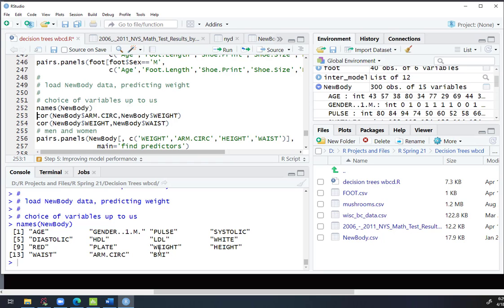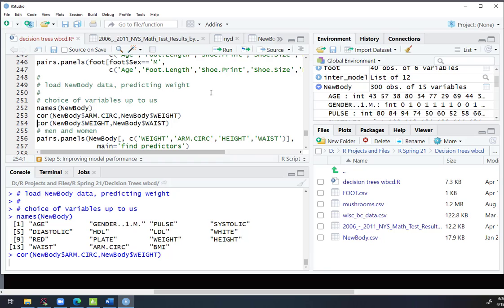Now, how do I decide if I'm going to create a model here? How do I decide what variables would be appropriate variables to use? Well, one way is to look at the correlation between two variables. Now, the correlation is a measure of the tendency of the variables to vary together, which would mean that the variables are related, which would mean that I might be able to use one to predict the other, which is what regression is about. So in line 253, I'm going to do a correlation between the arm circumference and weight.